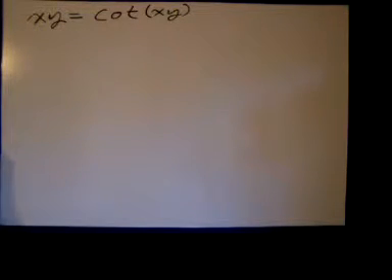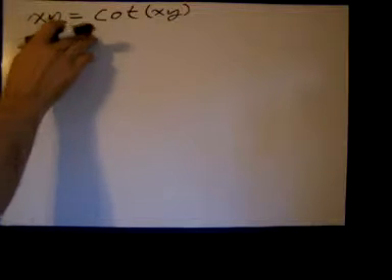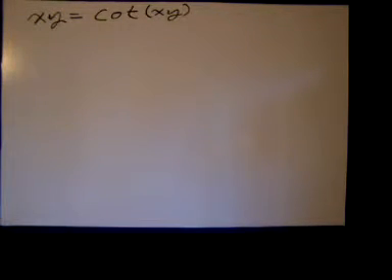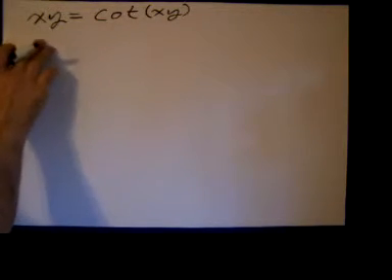Good morning. Today we're going to use implicit differentiation to find the derivative of this function. It's an implicitly defined function: x times y equals the cotangent of x times y. So in order to do this, we're going to use implicit differentiation. We're going to differentiate both sides.